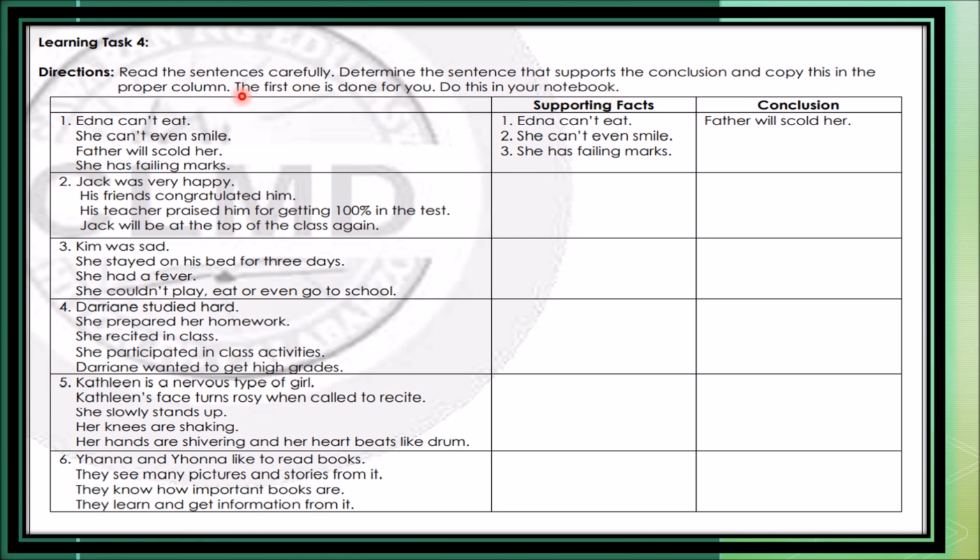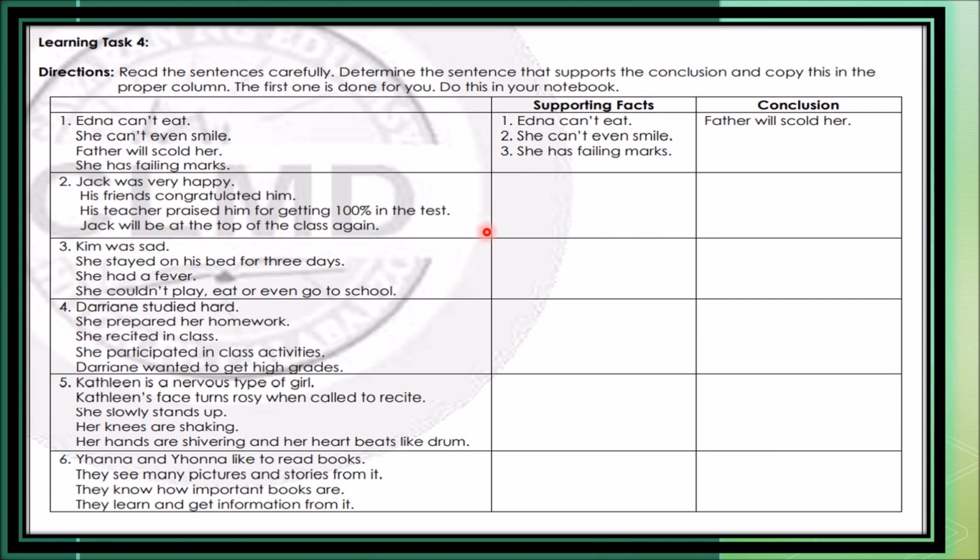Okay, let us analyze. Edna can't eat. She can't even smile. Father will scold her. She has a failing marks. So the supporting facts here is number 1, Edna can't eat. She can't even smile. So she has failing marks. So the conclusion here, father will scold her. Okay?